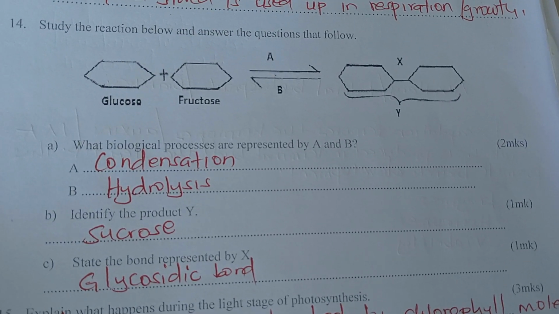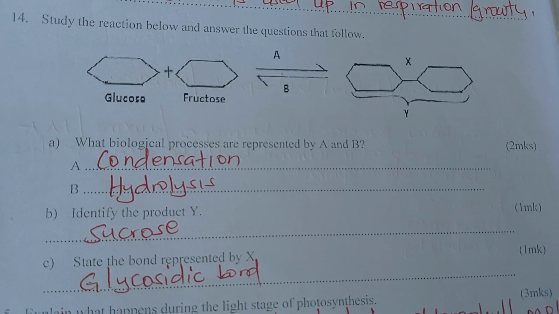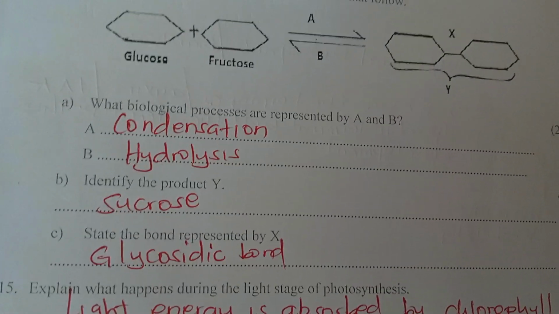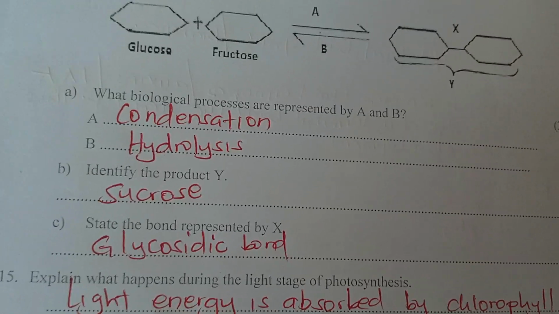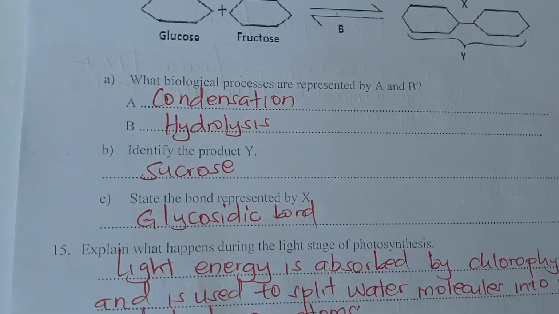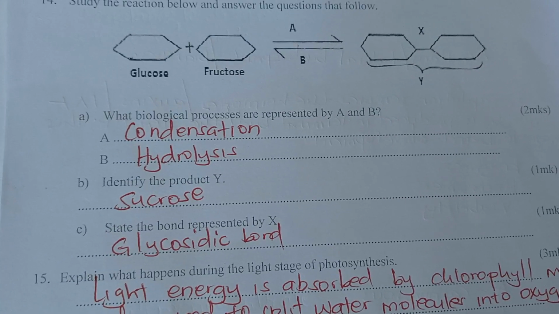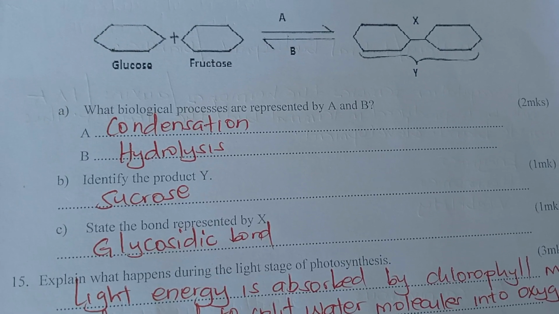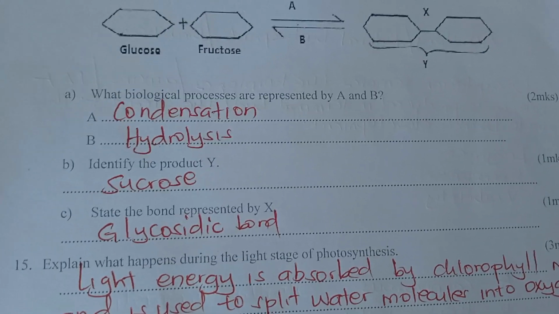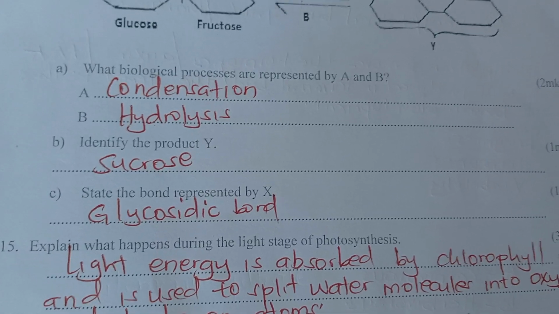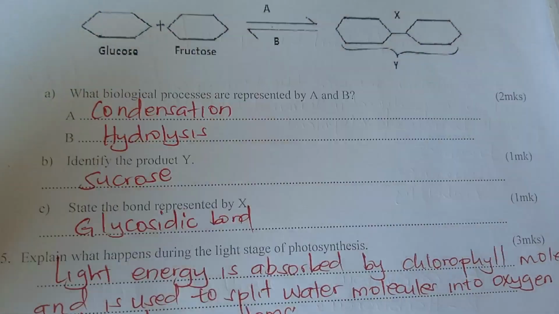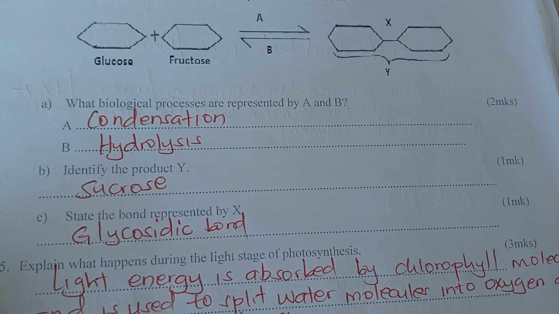The reaction below, you are supposed to study it and then answer the question. There you have glucose plus fructose. Of course, it gives you sucrose. Yes, it's monosaccharides to form disaccharide. The processes: A, it's condensation. Process B is coming back to your monosaccharides, it's hydrolysis. Product Y, it's sucrose, and the bond, it's glycosidic bond.